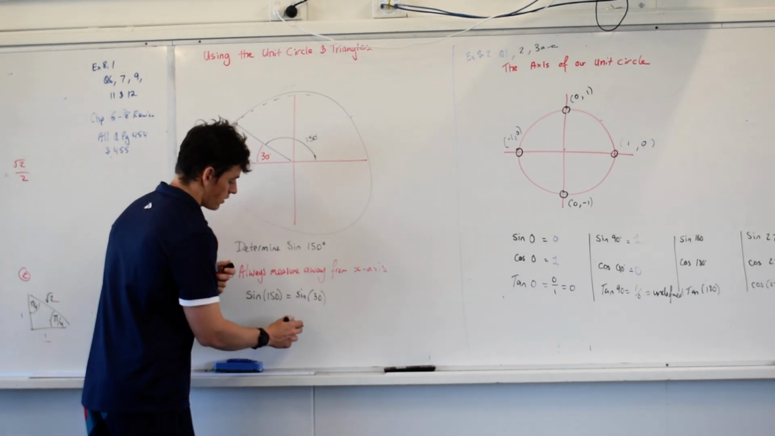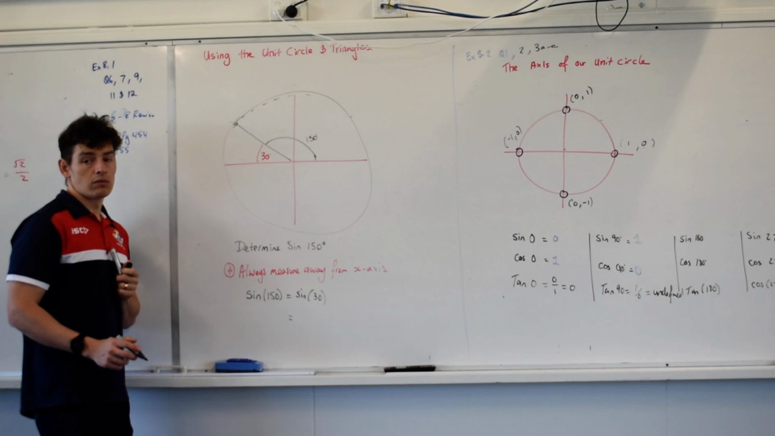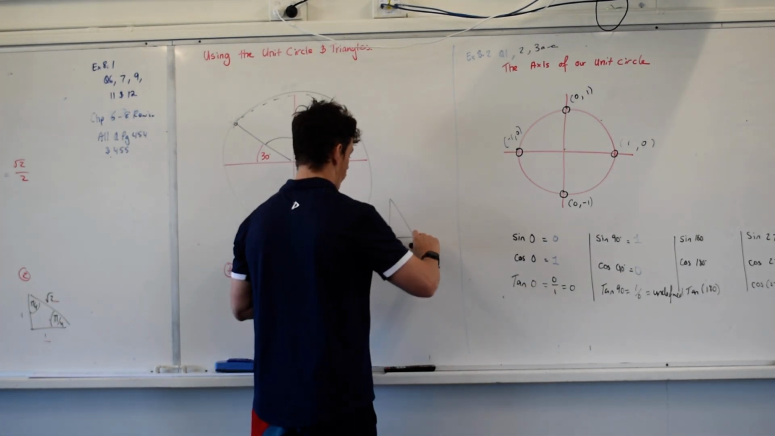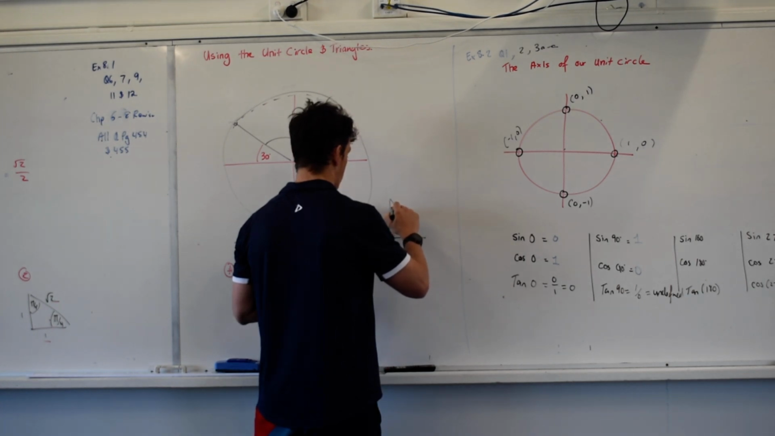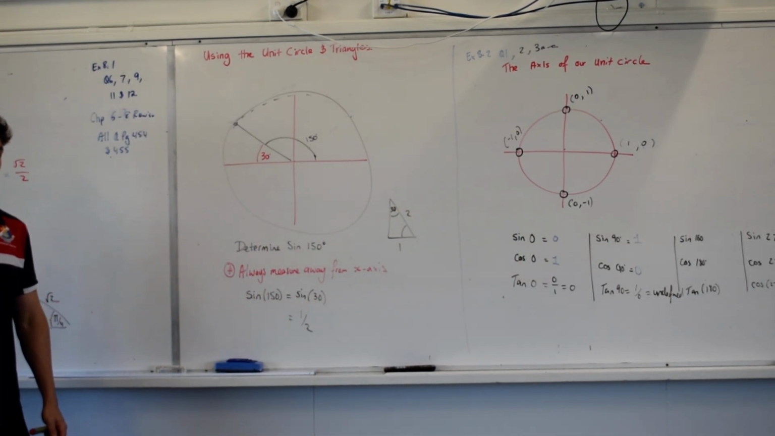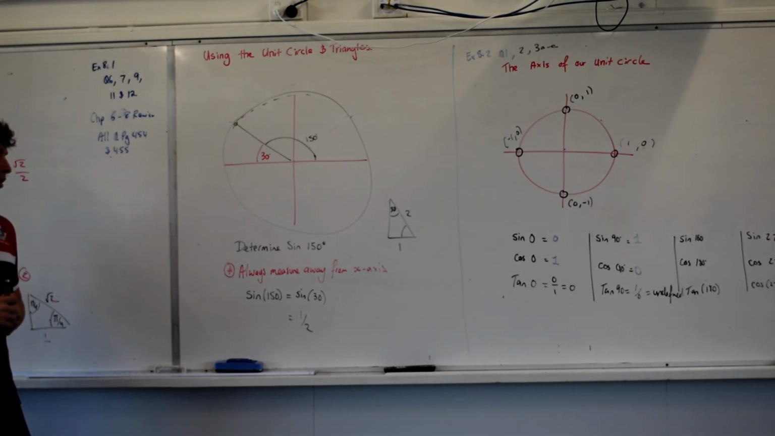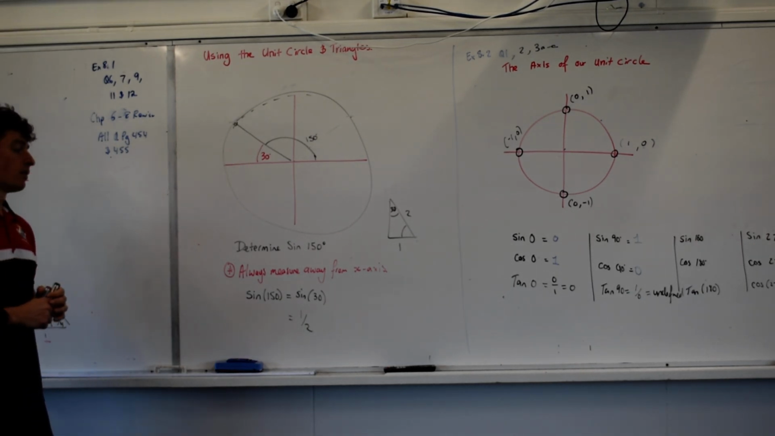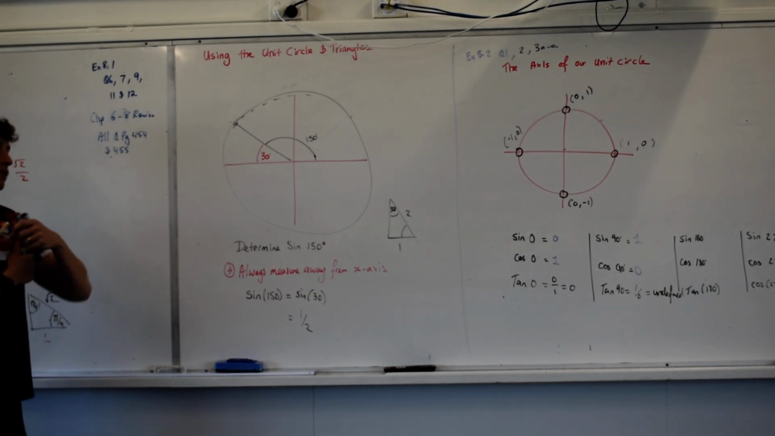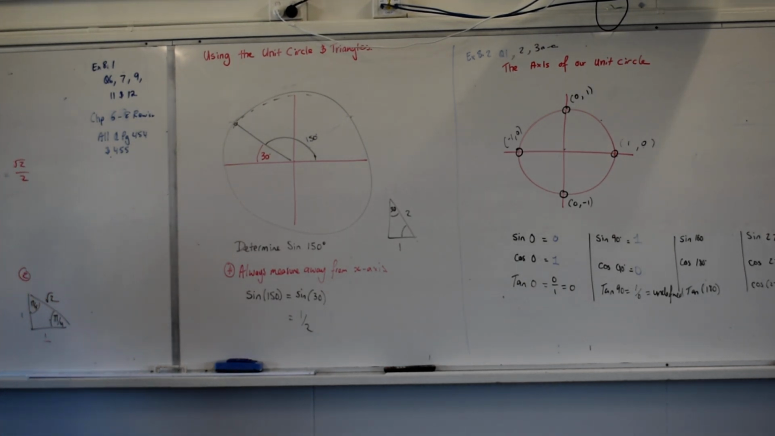Do I know what sine 30 is? It is 1 on 2. How did I know that? Because I used my triangle. Cool? Now I've given us a very simple example there. Why is it simple? Because it's in what quadrant? The positive sine quadrant. Let's look at one where it's a little bit less simple.